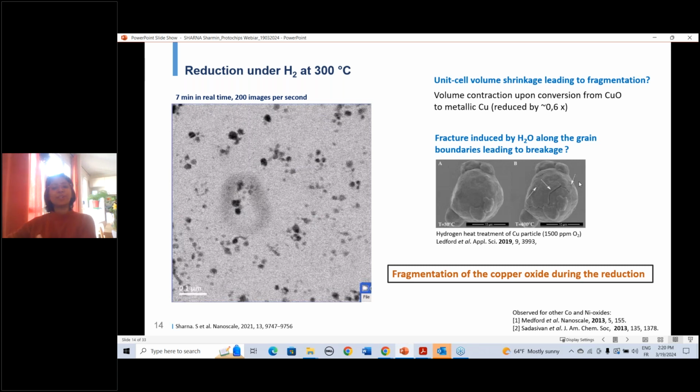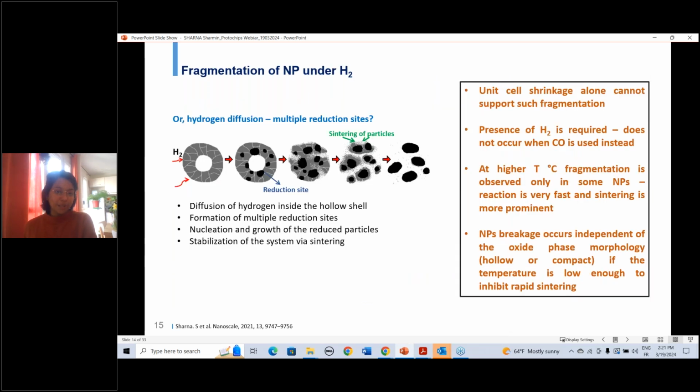What we try to understand is, of course, when we go from copper oxide to metallic copper, there's a unit cell reduction of about 0.6 times. Could it be related to this unit cell reduction? Or in larger particles of copper, there have been studies leading to the formation of water vapor, which eventually creates pressure buildup and fracture of the nanoparticles. But those are usually seen in bigger particles. So what could be the possible reason?